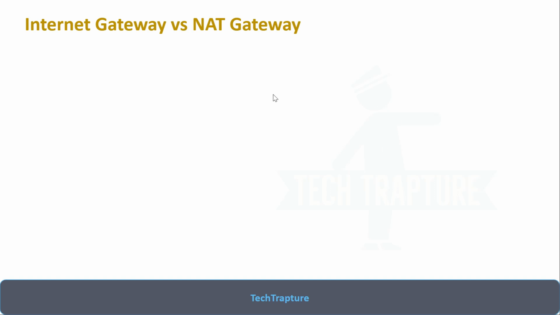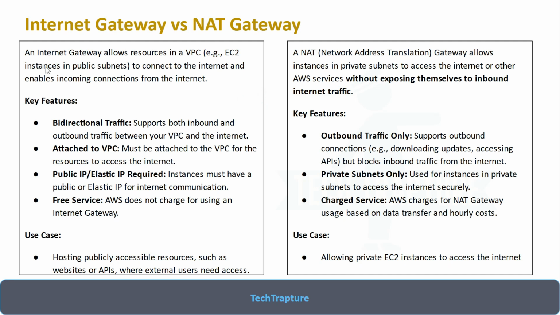Okay, so first we'll try to understand the difference here. When should we use an Internet Gateway and when should we use a NAT Gateway, and what is the relation between these two? First we'll see about the Internet Gateway in my left table. You can see an Internet Gateway allows resources in a VPC to connect to the internet and enables incoming connections from the internet. Now suppose you have a VPC with resources like an EC2 instance or a Kubernetes engine like EKS, and if these services or resources want to access the internet, then you always need an internet gateway. Without an internet gateway you cannot connect any of your resources to the external world, that is the internet.